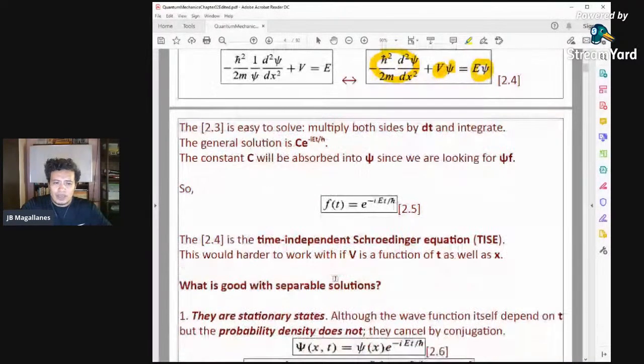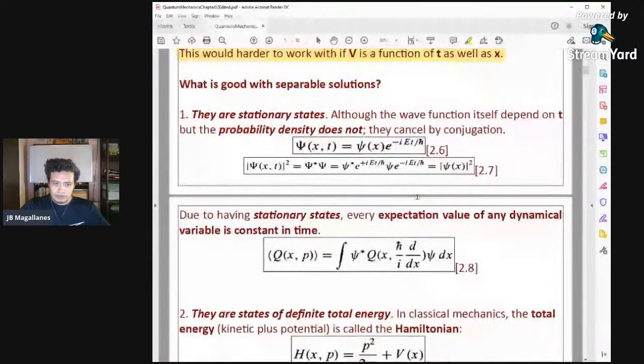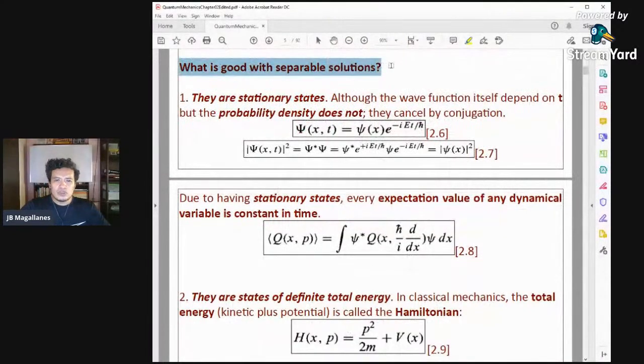So there is a remark here, this would be harder to work if V is a function of t as well as x, but it would be much easier if V is a function of x only. Now, what is good with the separable solutions? So you will have stationary wave functions that represent the stationary states. So the probability density does not change with time.